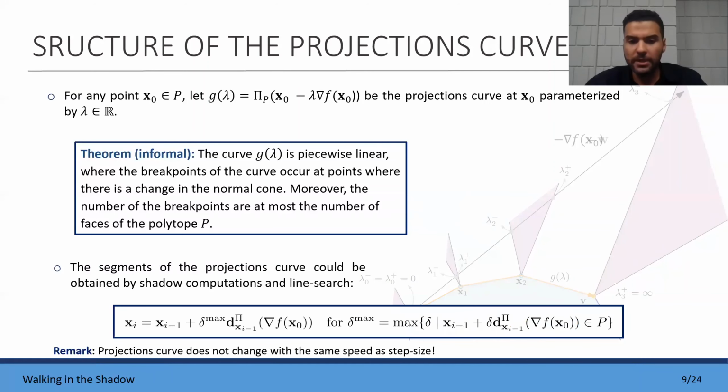A very nice property that we show is that you can constructively trace this entire curve using iterative line search and shadow computations. In particular, consider the (i-1)th breakpoint, x_{i-1}. To compute the next breakpoint x_i, all you need to do is consider the negative gradient at x_0. So this is the original gradient direction that we're interested in. We're not changing the gradient here. And then we compute the shadow at x_{i-1} with respect to that original direction and do line search along that direction to obtain the next breakpoint x_i.